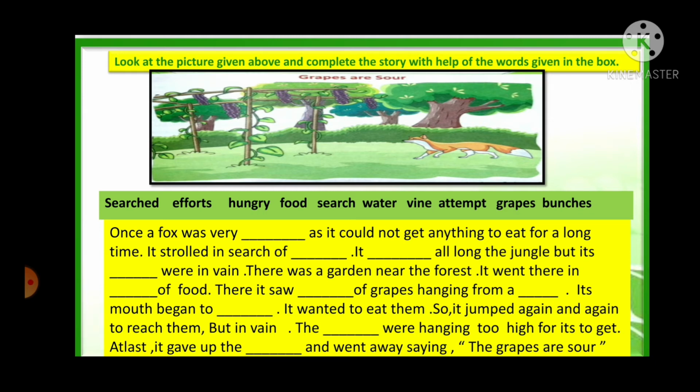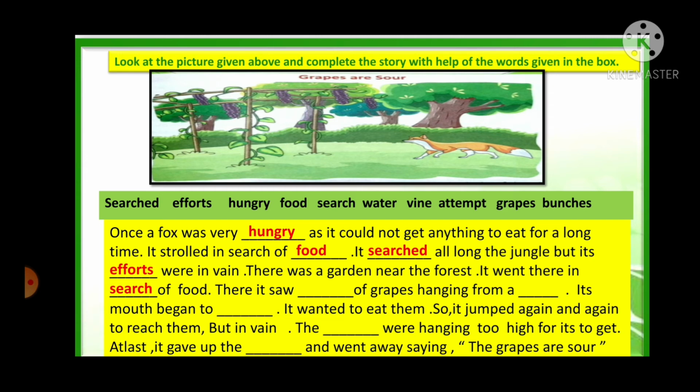Now we need to fill in the blanks with proper words. So once a fox was, I can use the word hungry, right? So once the fox was very hungry, as it could not get anything to eat for a long time, it strolled in search of food. It searched all along the jungle, but its efforts, yes, very good, efforts were in vain. There was a garden near the forest. So again he went to the garden in search of food.